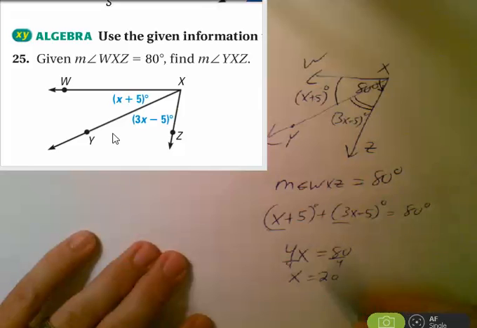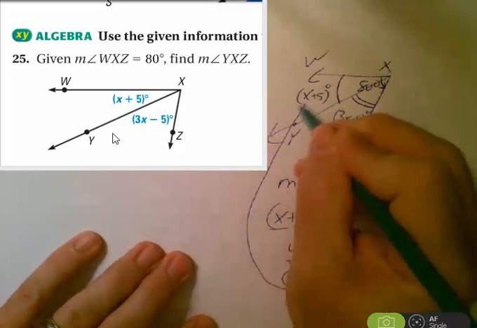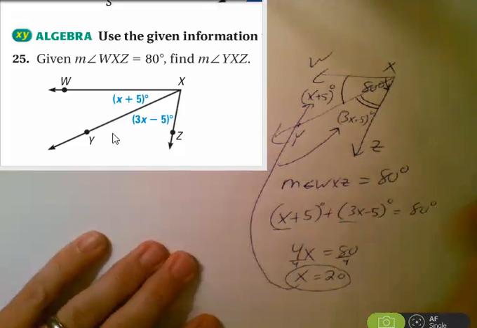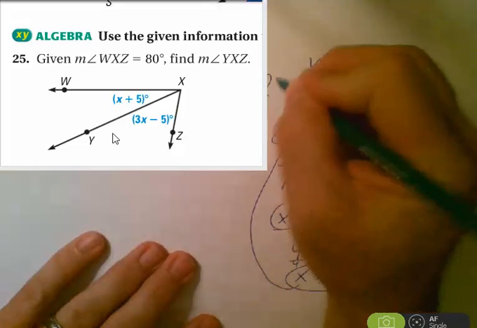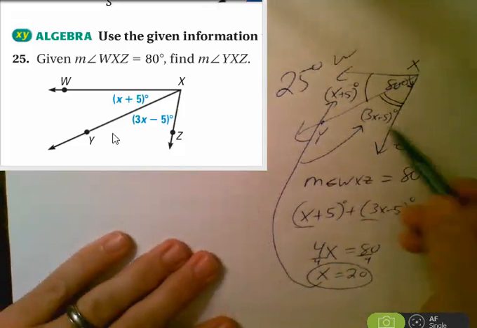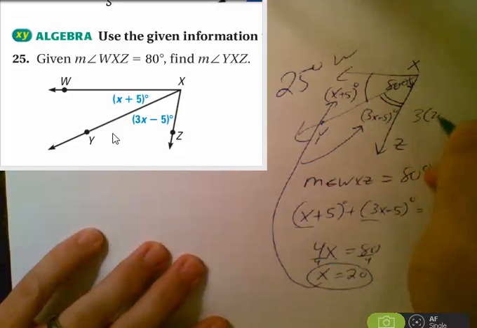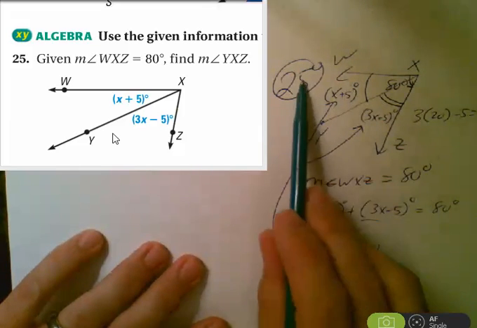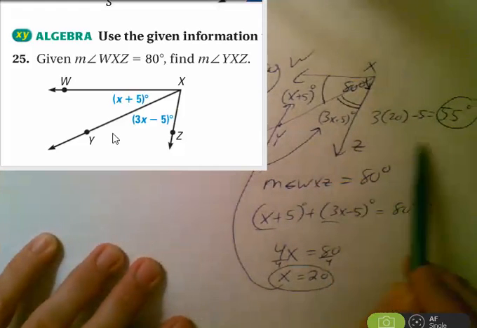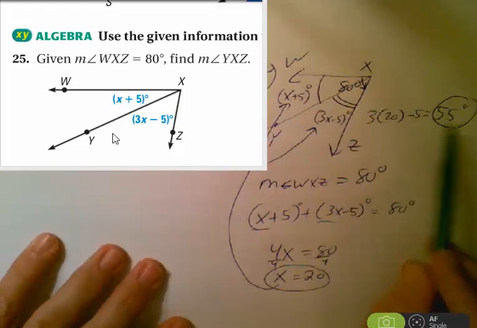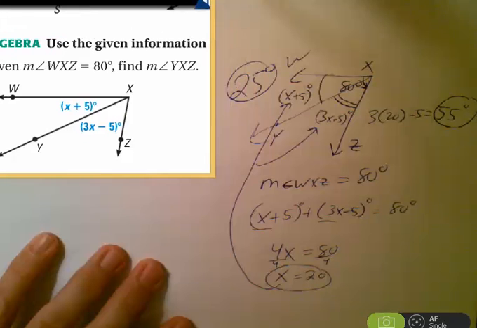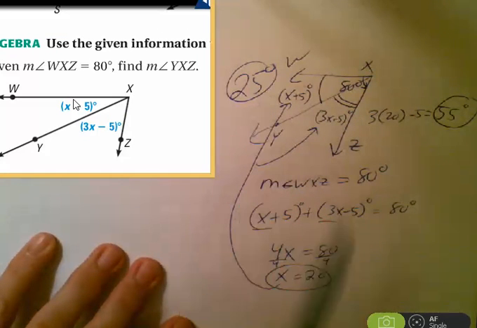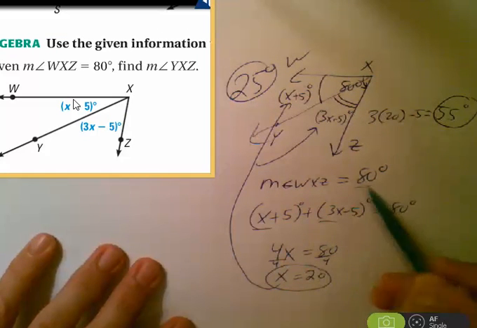x is 20. Let's see what these actual measurements are. If x is 20, I can substitute back in and figure out what each angle is. 20 plus 5 is 25 degrees. And 20 times 3 minus 5 is 60 minus 5, which is 55 degrees. So one of the little angles was 25 and the other little angle was 55. Together, 55 and 25 is 80, so we know we did it right. The 80 right here.